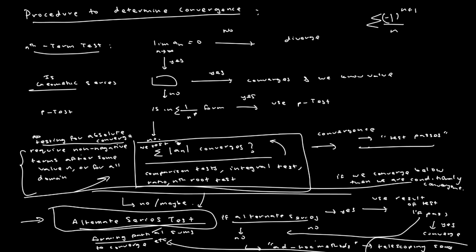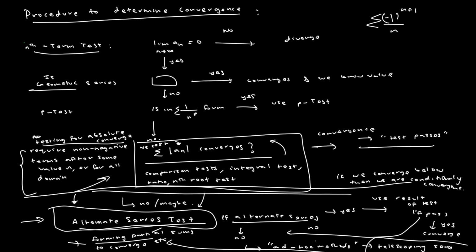So if we ever get to a point where we have to rely on the alternating series test to test for convergence and all the other tests before that, which test for absolute convergence, fail, that implies that we're only conditionally convergent if the alternating series test passes, or if we find out that it's a telescoping series, or we use a partial sum method. So that's the roadmap to the procedure to determine convergence. It might seem like a lot, but with practice, it becomes pretty formulaic.